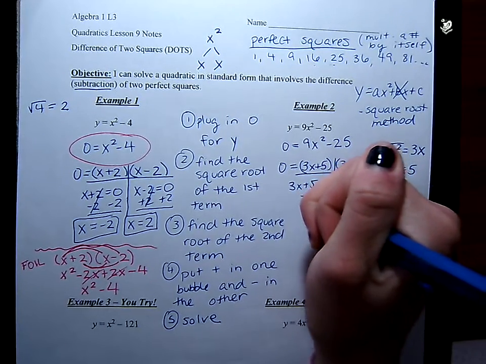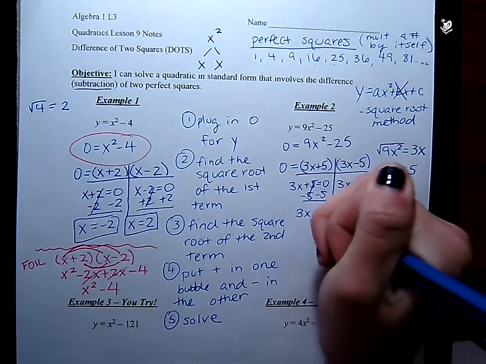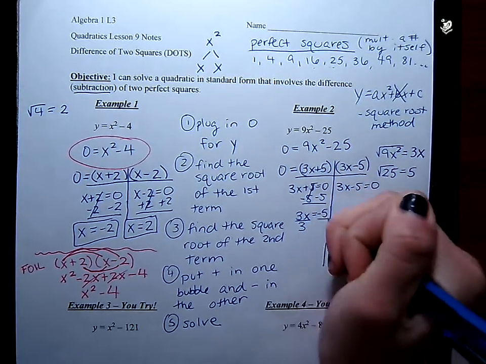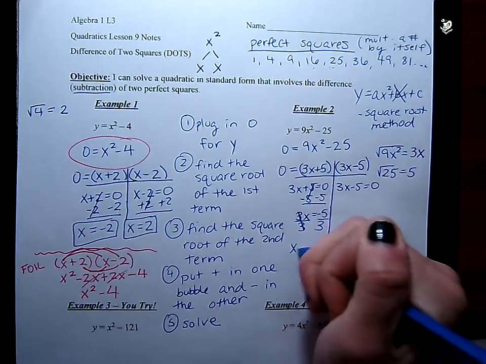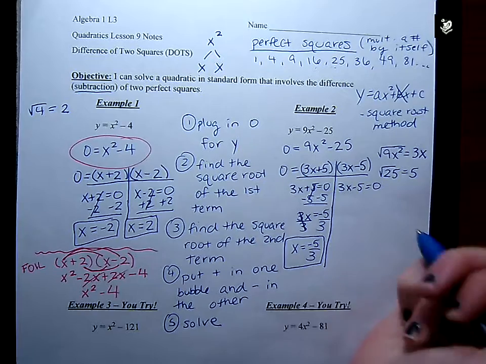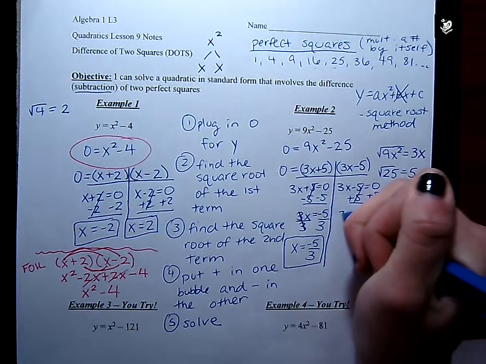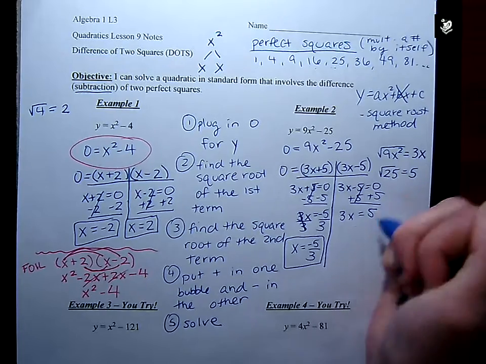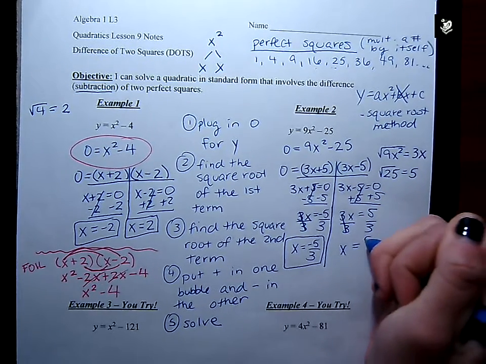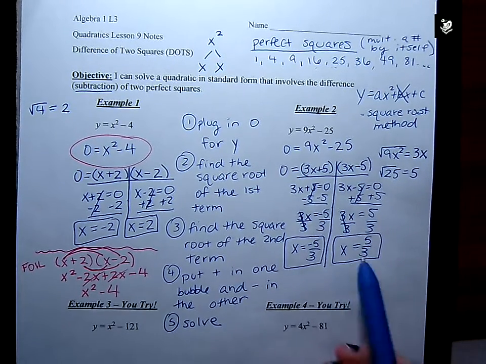Here we have to subtract 5 first on both sides to get rid of that 5. So 3x equals negative 5. Divide by 3. So our first answer is negative 5/3. Here I have to add 5 first. So I have 3x equals 5. And then I'm going to divide by 3. And so my second answer is positive 5/3. So just like I said in the first one, same answer except one's negative and one's positive.